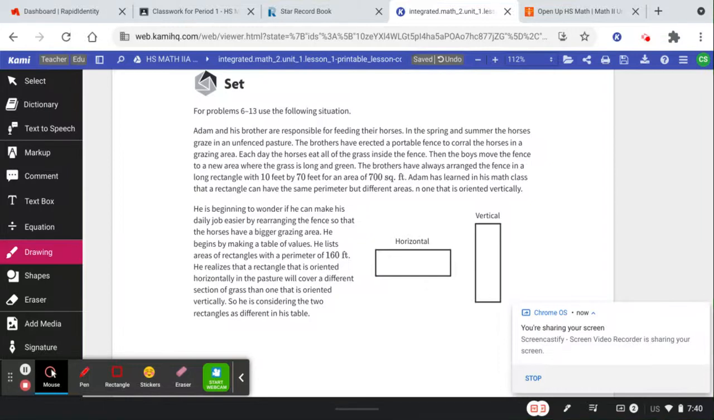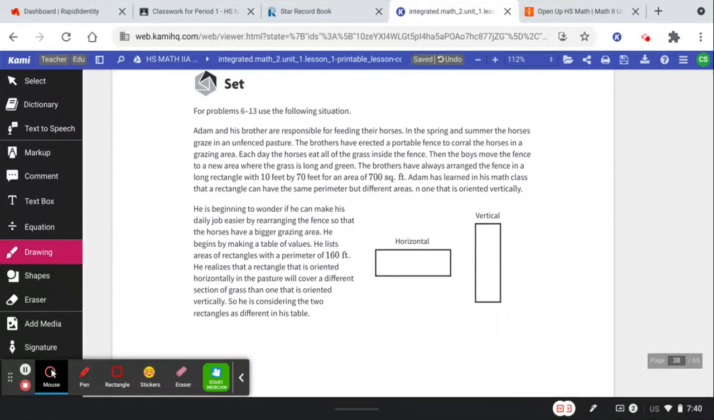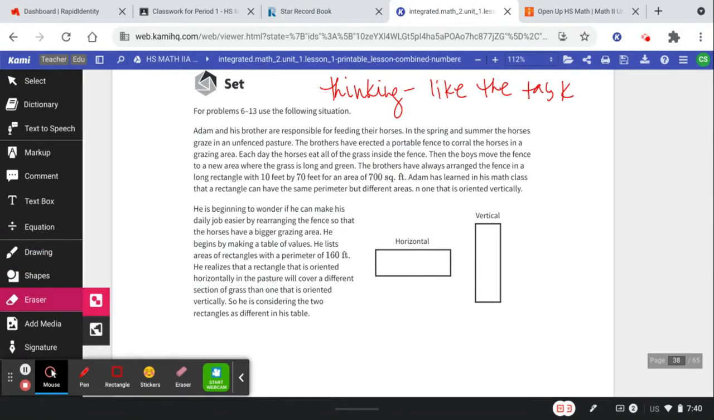Okay, let's look at the set part of the 1.4 homework. And remember that this is going to be the thinking part of the homework, because this is going to be like the task that we did in class. So if you remember, we were doing a pen for rabbits in class, and we were saying, okay, well, what could the perimeter be that would maximize the area? So this is going to be the same kind of thing.